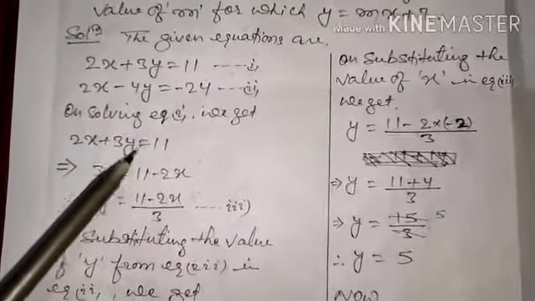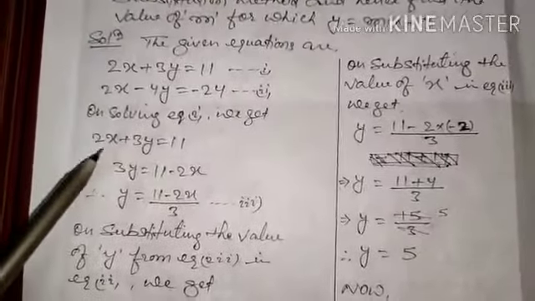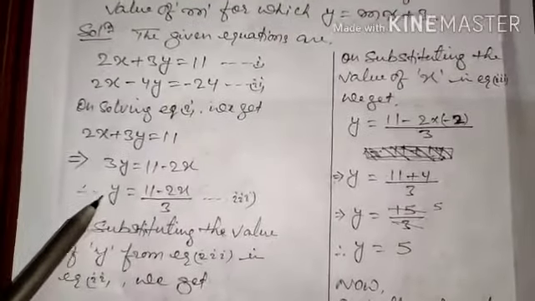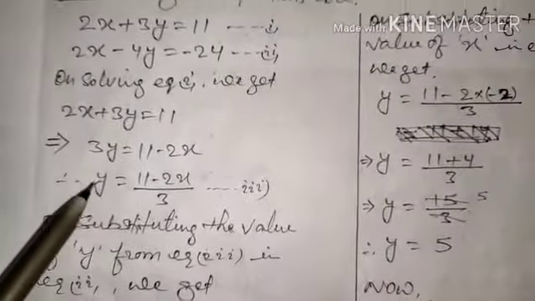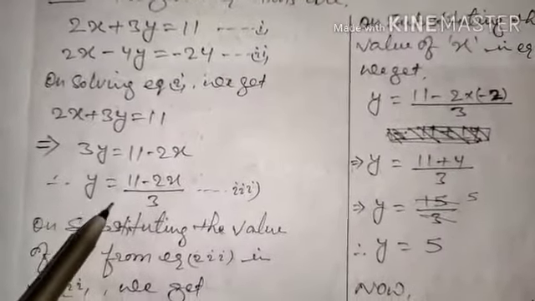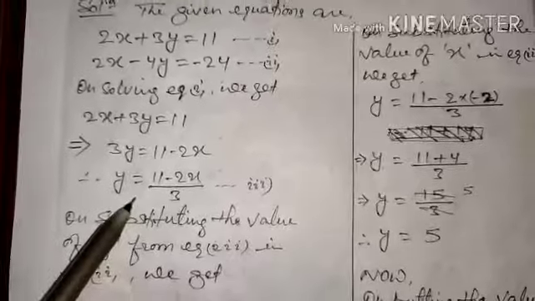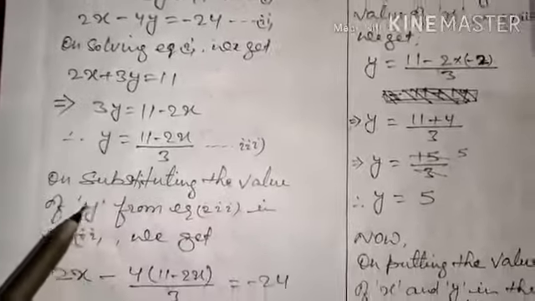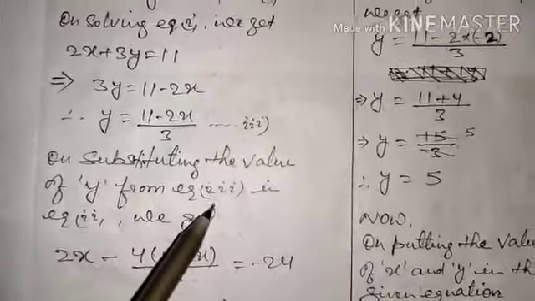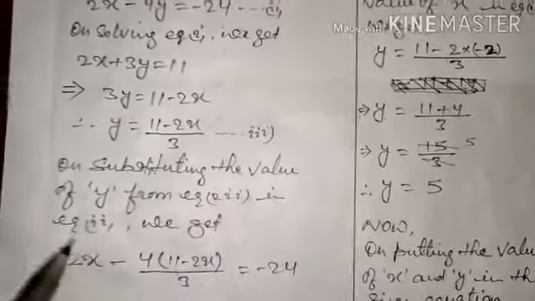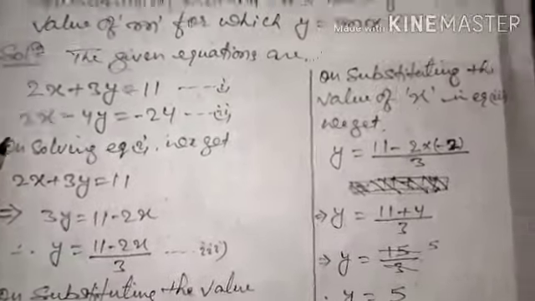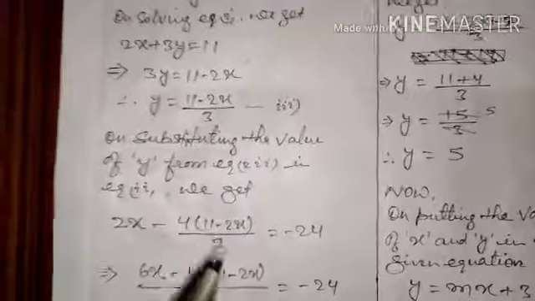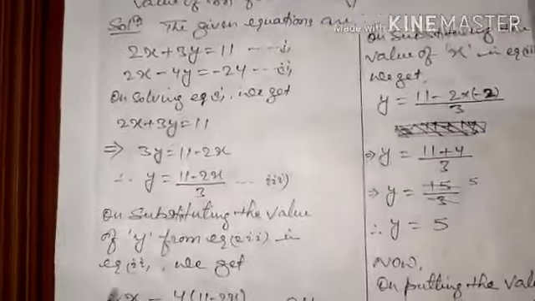On solving equation first, we get... now just trying to solve this equation first and get the value of y in terms of x, so that we had got. I don't think that I need to tell you again how I brought this up, because this is a very easy thing. On substituting the value of y from equation 3rd in equation 2nd, now see, it is already in the standard form, so it's not needed to simplify it again. So directly we are substituting the value of y in this equation.